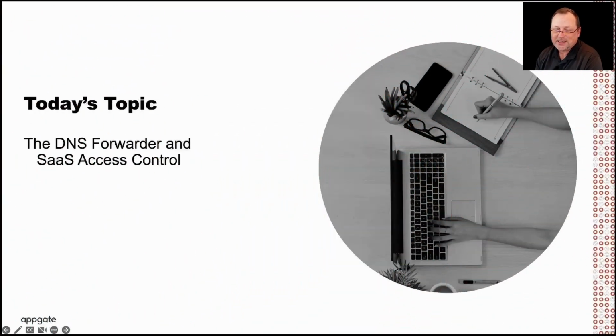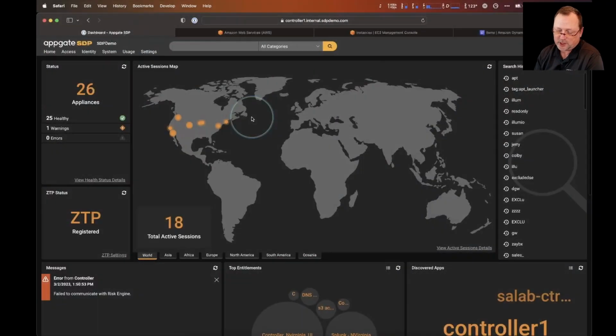Today's topic is the DNS forwarder and SaaS application access control. Let's jump into it. This is going to be a fun topic. Here's the scenario. A lot of companies are buying SaaS-based applications. No doubt, right? There's different types of SaaS-based applications, but think about Office 365, think about Salesforce.com, think about GitHub, and there's a myriad of other examples of these different SaaS applications.